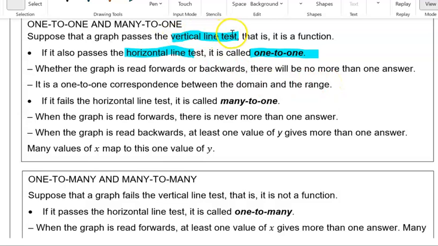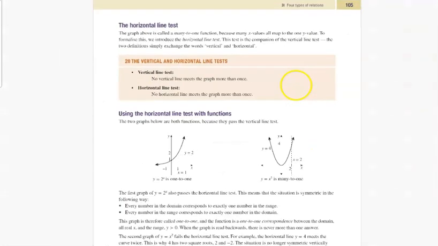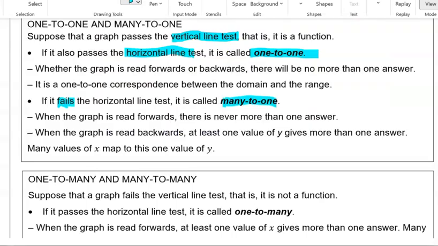If it passes the vertical line test, however, but fails the horizontal line test, we would say it was many-to-one. If we jump back into the textbook and look at the second graph, y equals x squared, it passes the vertical line test, but on the horizontal line test, at that line there, there are 2 values of x for that particular y value. So it fails the horizontal line test. This means that many values of x map to one value of y. And it makes sense when you actually draw that diagram.